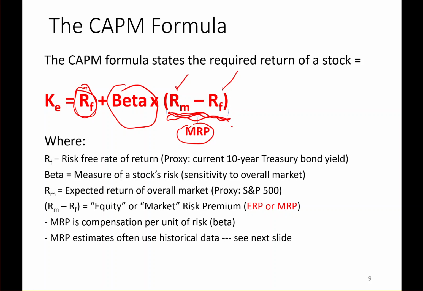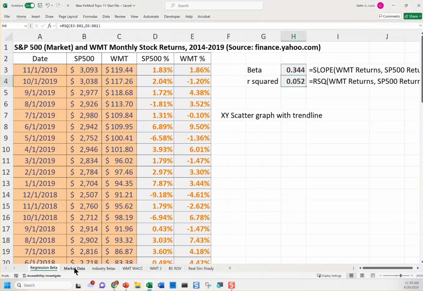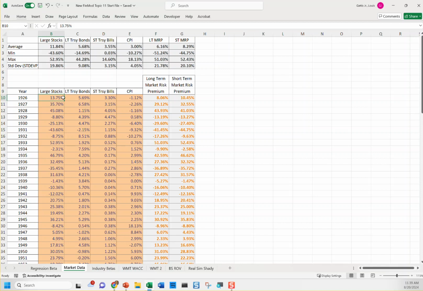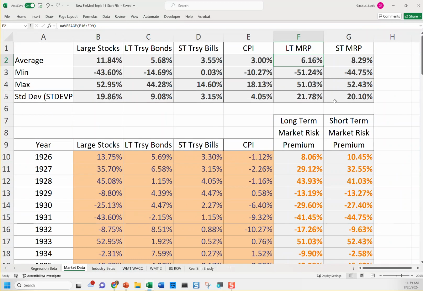So here's how we're going to try to estimate the market risk premium. I have a data set here. If you go to Excel and go to market data, I have the return of large cap stocks, say the S&P 500, and the return of long-term treasury bonds, the 10-year treasury, from 1926 to 2015. If you take an average of the returns of the large cap stocks minus the returns on treasuries from 1926 to 2015, it's about 6%, 6.16%, with a standard deviation of 21.78.